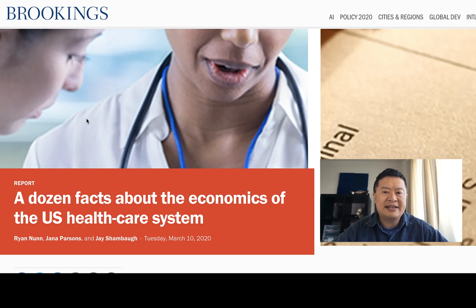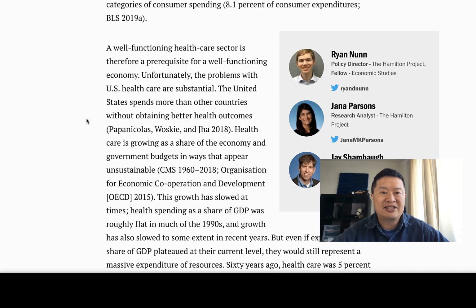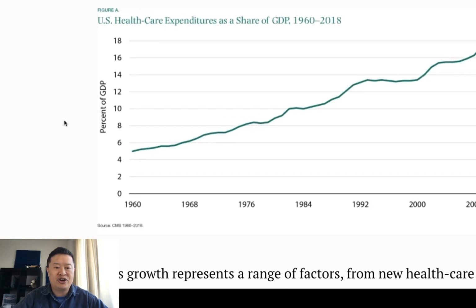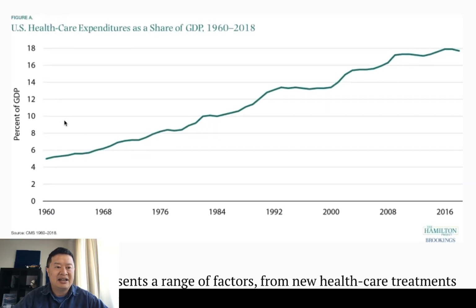So why is healthcare such a big deal? Well, the Brookings Institution, which is generally considered a nonpartisan think tank, did a great summary here. So kudos to Ryan Nunn, Jana Parsons, and Jay Shambaugh, who did all the hard work. But let's look together and see what they came up with. So the first chart here looks at the U.S. healthcare expenditures as a percentage of our gross domestic product from all the way from 1960 to 2018.